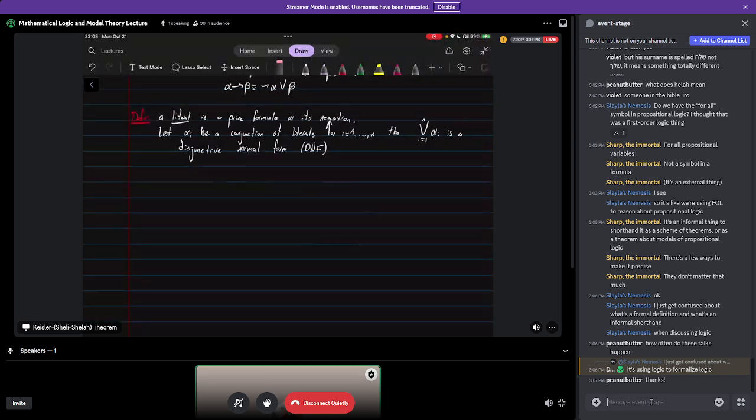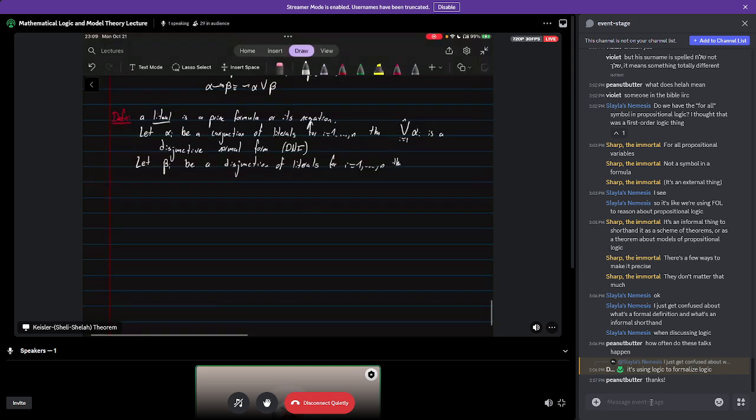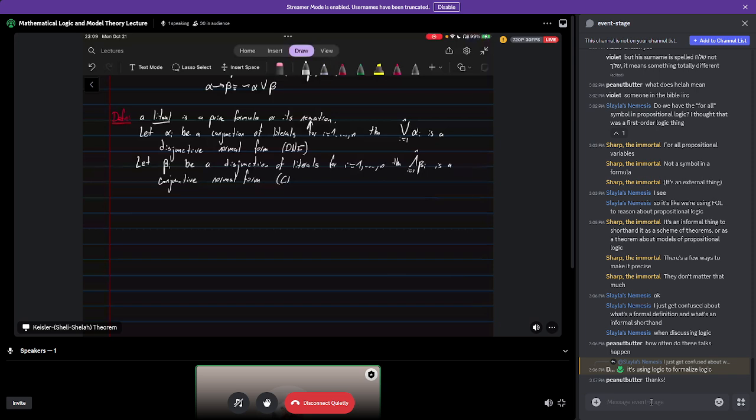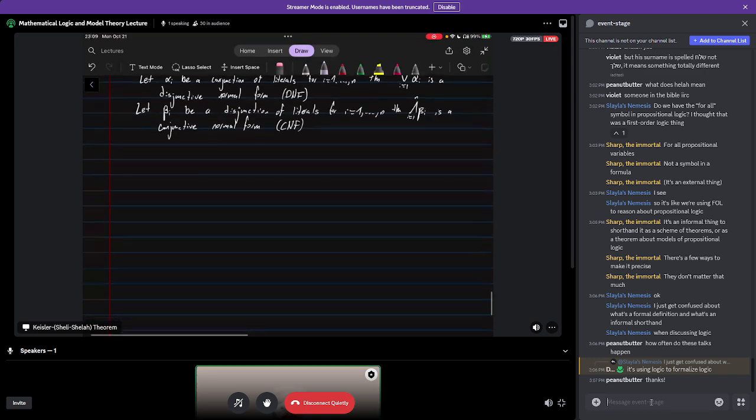And similarly, we'll take the dual of this. Let beta i be a disjunction of literals for i equals 1 to n. Then their conjunction is a conjunctive normal form, a CNF. So these two things, DNFs and CNFs, are very important. And why are they important? It's because of the following theorem.